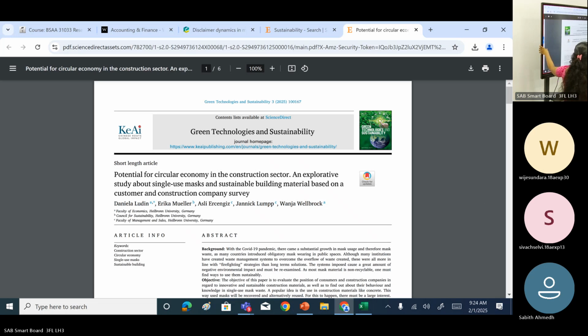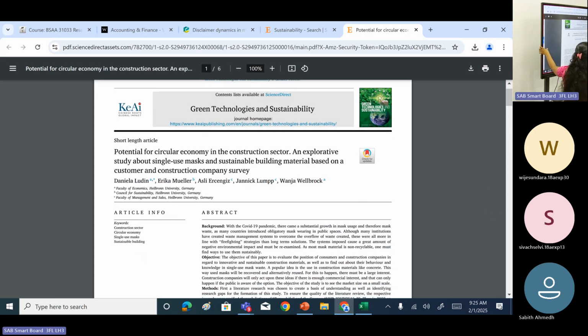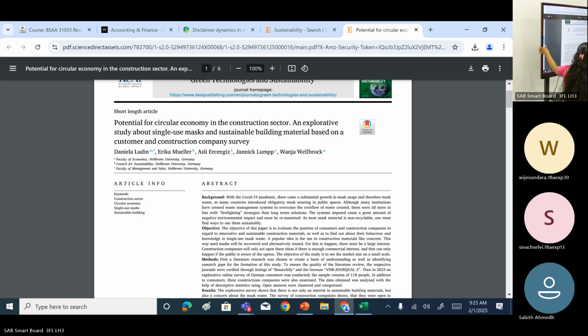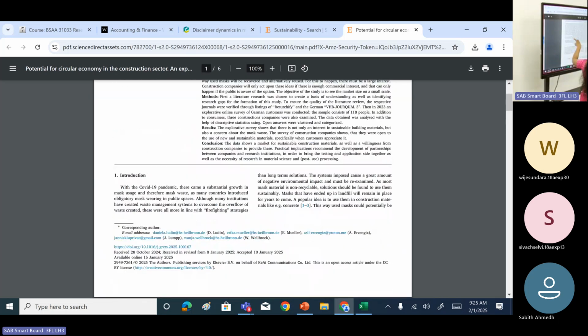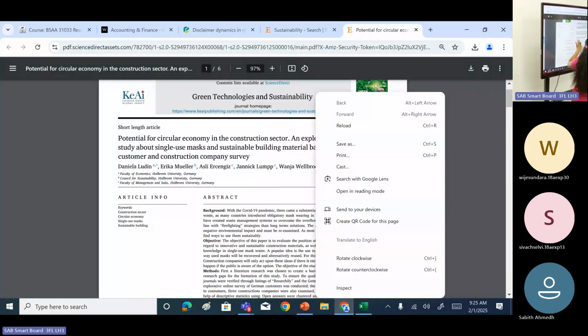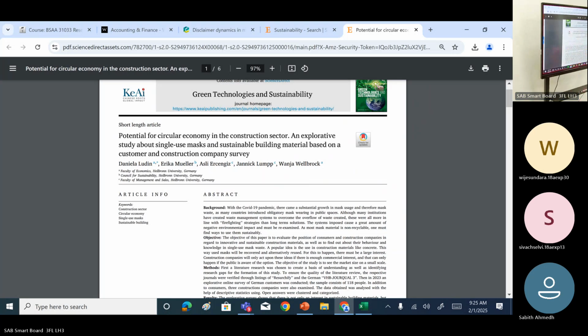Green technologies, very good concepts. Likewise, you don't need to read the papers. Just read them to get an idea. Just read the background of the study or the abstract idea.